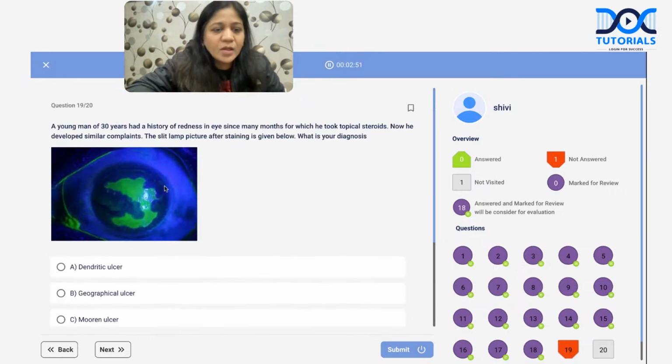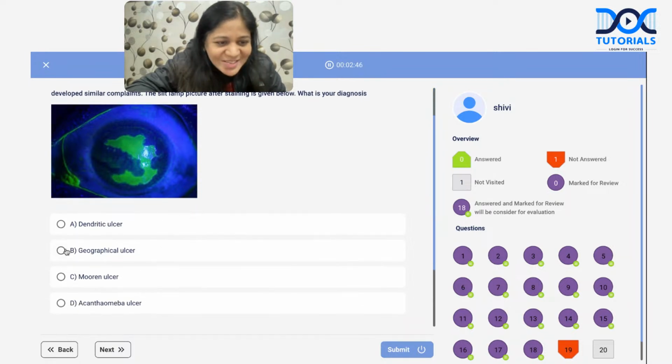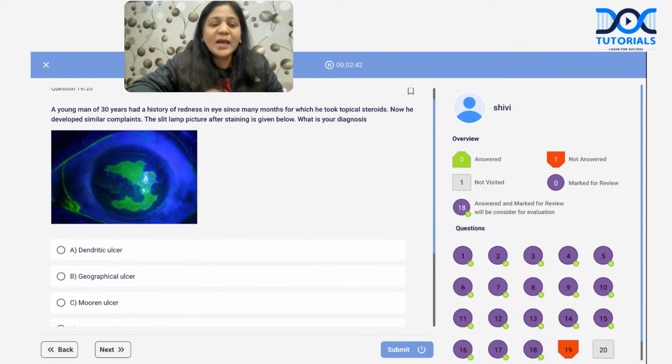All right, now without looking at the question, I'm saying it's a geographical ulcer. If I have this as an option, that's still not how I mark. I'll definitely read the question. Whenever I have an image based question, I'll quickly give a read.